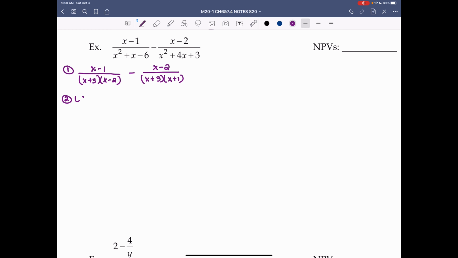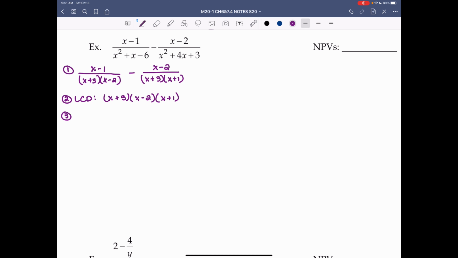Step 2, lowest common denominator. We have (x plus 3)(x minus 2), and then (x plus 3)(x plus 1). So we need each of those factors one time. x plus 3 is already there in both. We also need x minus 2 in both, and we need x plus 1 in both.